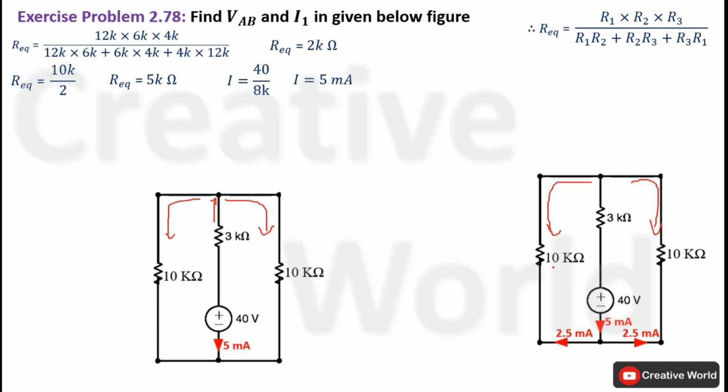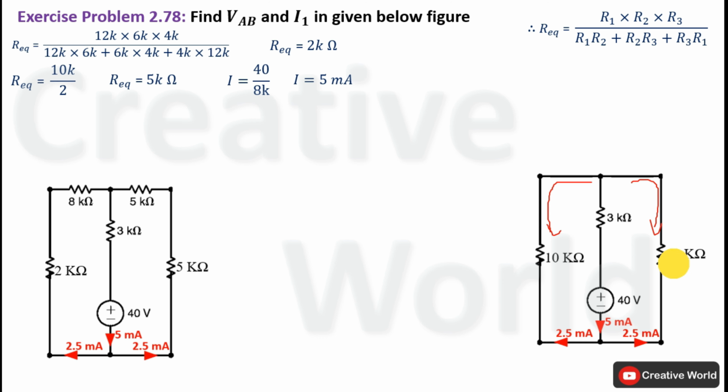Now further expand the network. This 10 kilo ohm was the equivalent resistance of two resistances connected in series having the values of 2 kilo ohm and 8 kilo ohm. Similarly, this 10 kilo ohm was the equivalent resistance of two 5 kilo ohm resistances connected in series. Modify the network. This 10 kilo ohm resistance is replaced with two 5 kilo ohm resistances connected in series. Similarly, this 10 kilo ohm resistance is replaced with 2 kilo ohm and 8 kilo ohm connected in series.